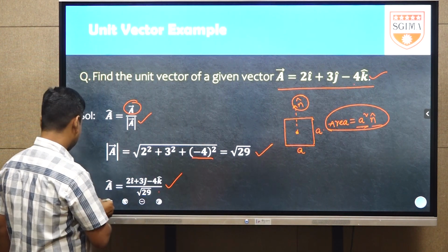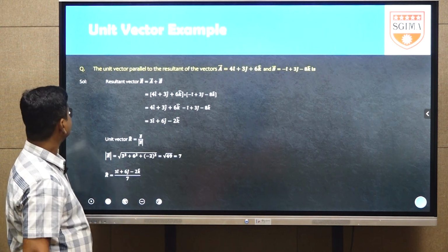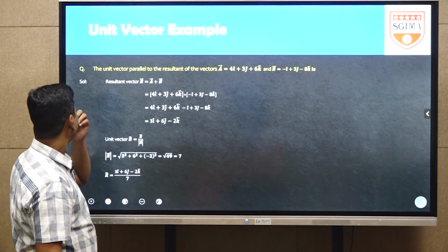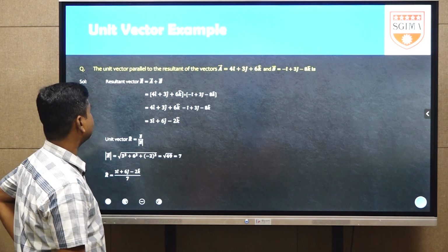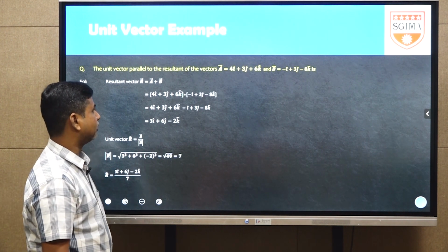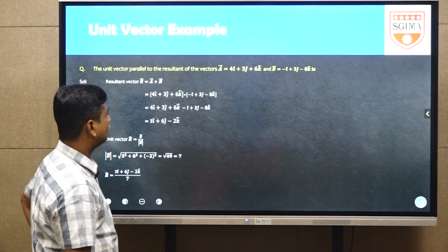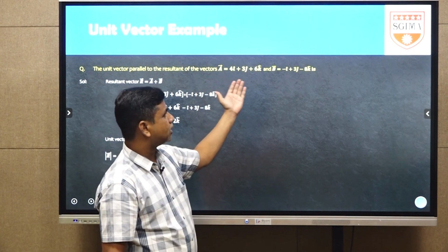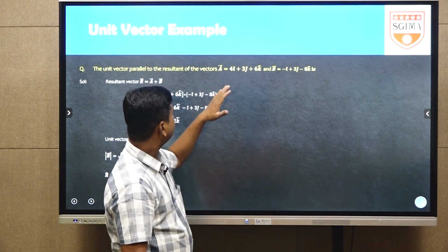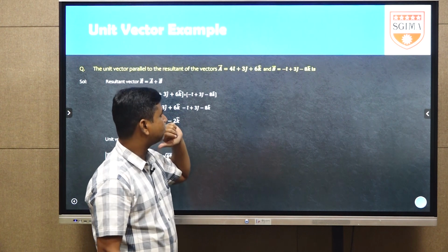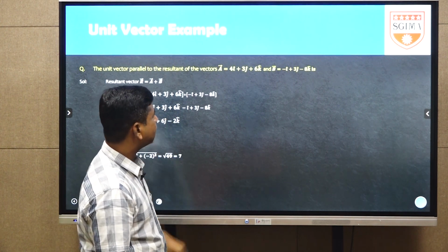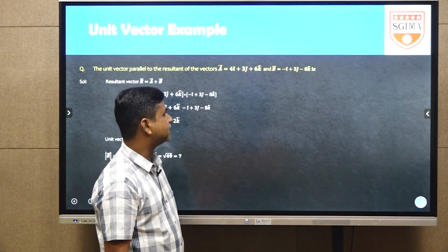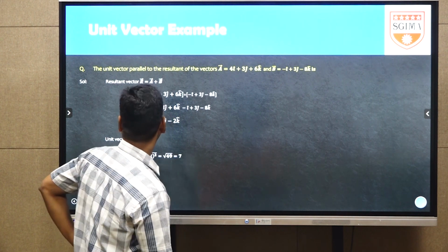Next, that is the use of unit vector. One more: a unit vector parallel to the resultant of the vectors A bar and B bar. Two vectors are given. A bar vector is 4i cap plus 3j cap plus 6k cap, and B bar vector is minus i cap plus 3j cap minus 8k cap.